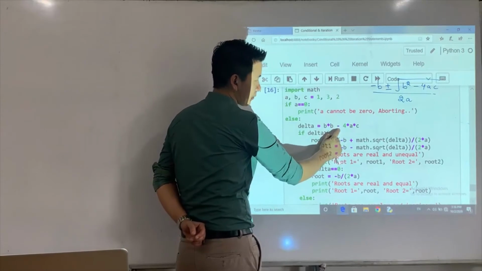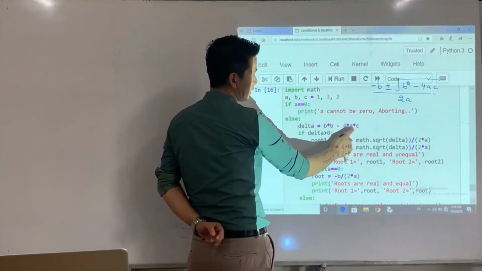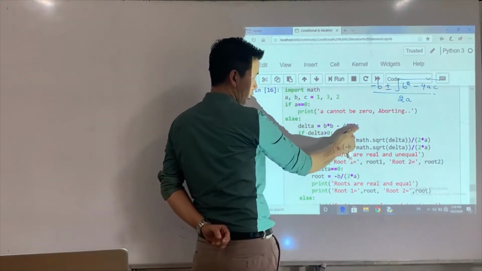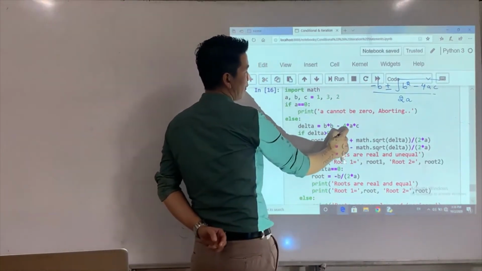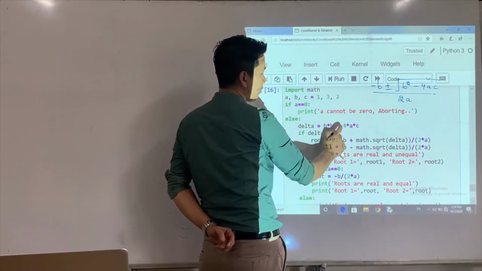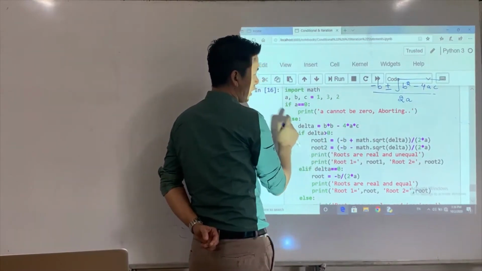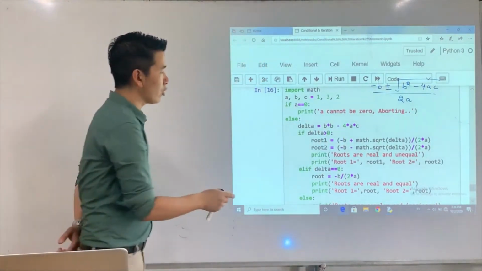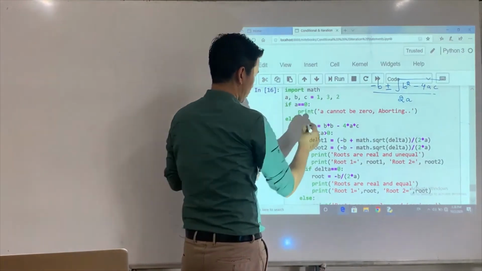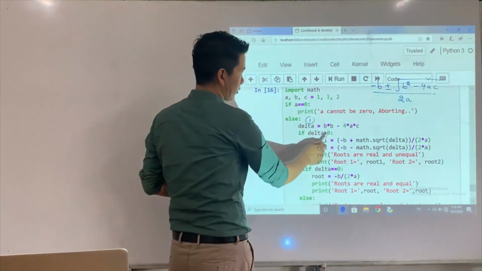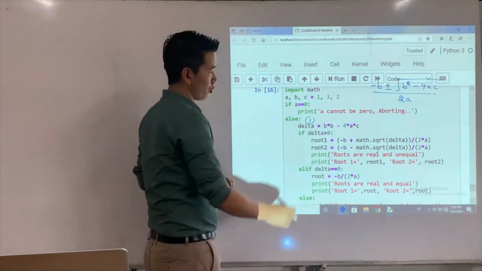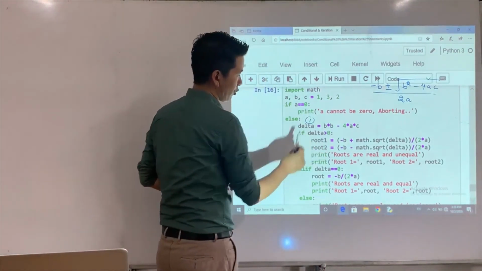9 minus 4 into A into C. A is 1, C is 2. So you have 4 times 2 is 8. 9 minus 8 is 1. Okay, so the value of delta is how much? The value of delta is 1. Delta is greater than 0, the condition is true. 1 is greater than 0, right?